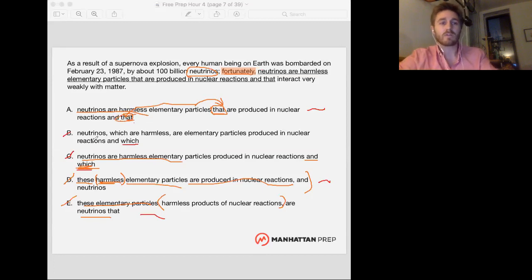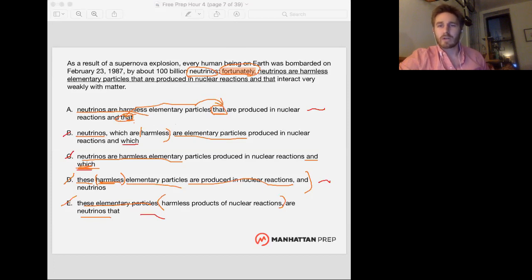Why is B incorrect? Well, for two reasons, Ben. One is what we're talking about, meaning. What is the thing that is fortunate? Is it fortunate that neutrinos are elementary particles? "Fortunately, neutrinos are elementary particles produced in nuclear reactions." No. The thing that is fortunate is that they are harmless. But this description, harmless, is not part of this modifier, fortunately. I need "fortunately, neutrinos are safe." Fortunately, nobody was hurt. Fortunately, neutrinos don't kill us. Right? Neutrinos don't turn us into mutants.